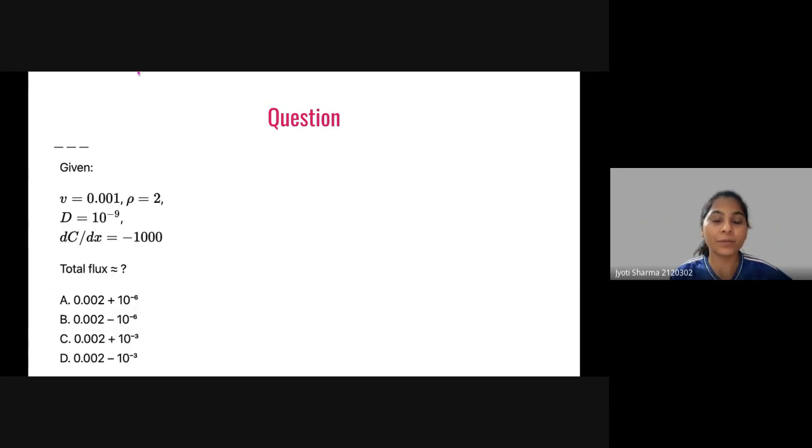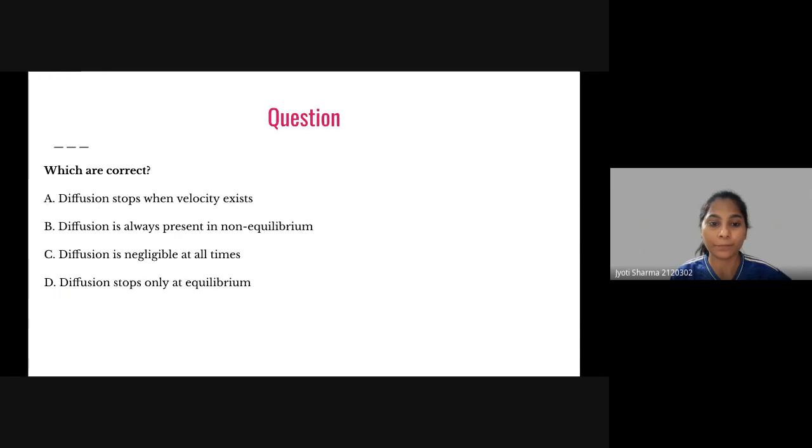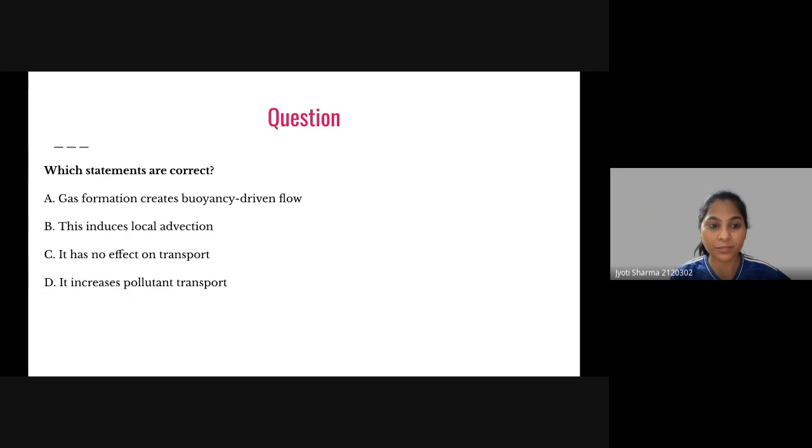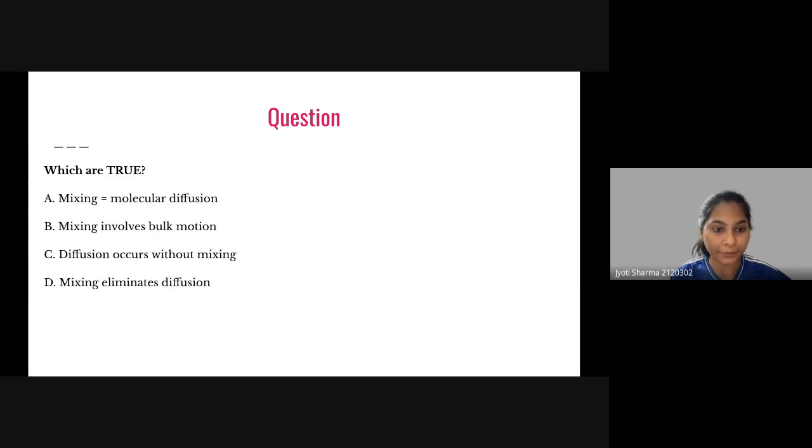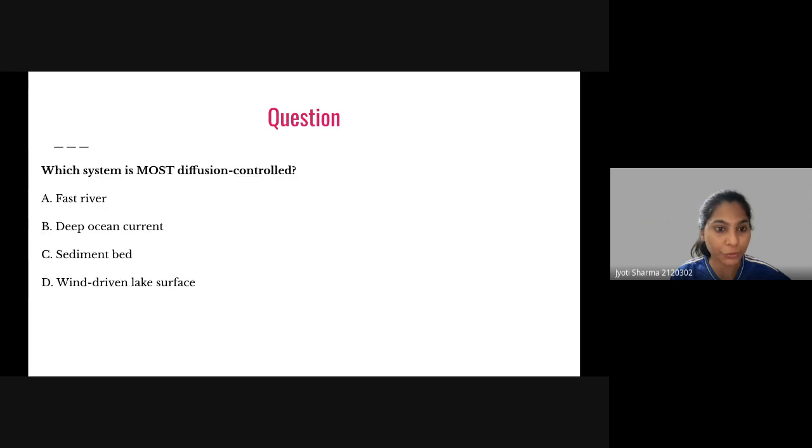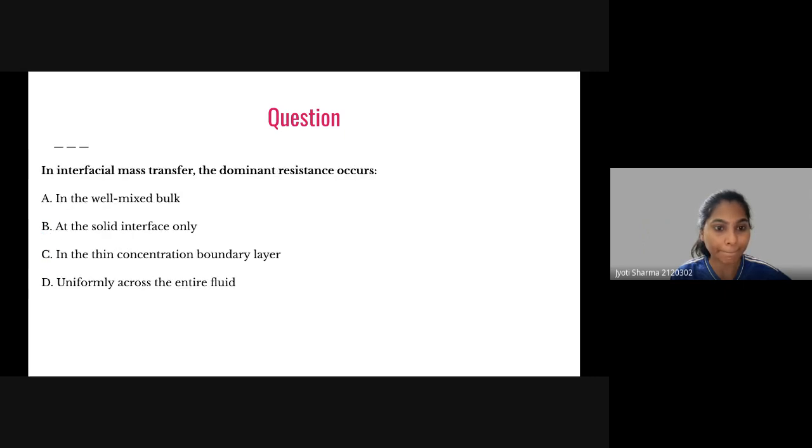Total flux, I think you can calculate easily using the two terms that you have, the diffusion and advection terms. Right now, I'm skipping these things so that I can move to the important part that I want to show you. Yeah, this is a different topic that we are moving to.